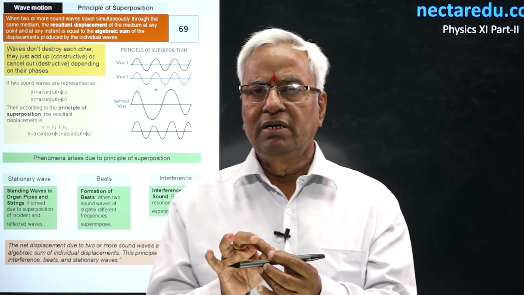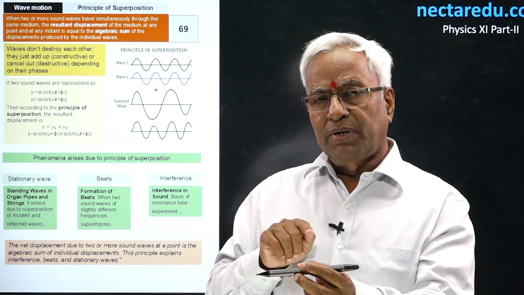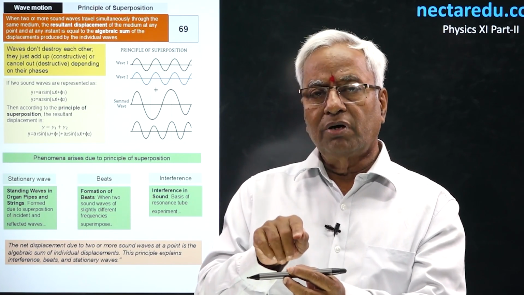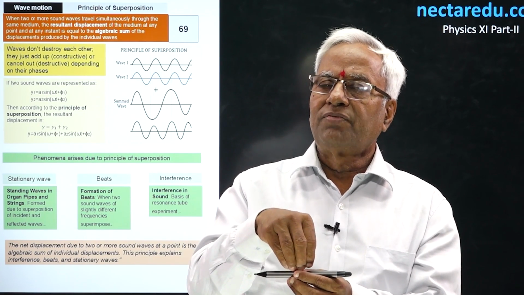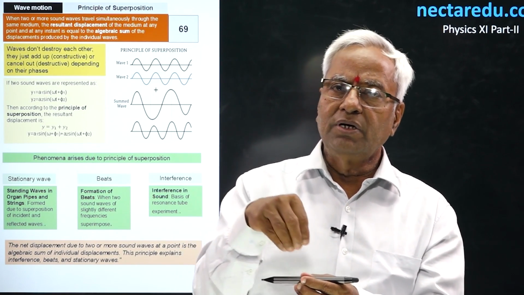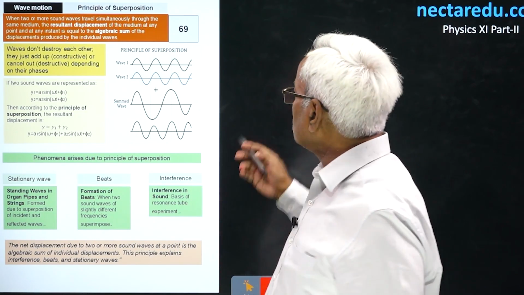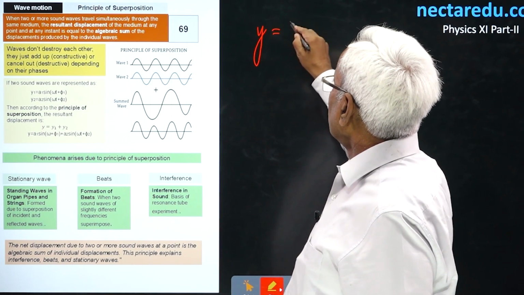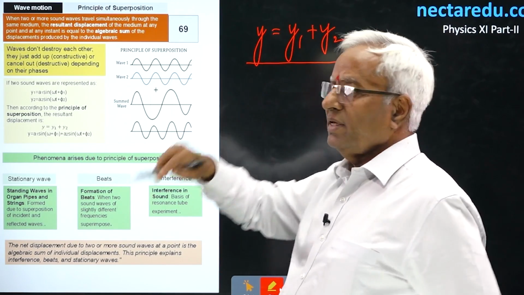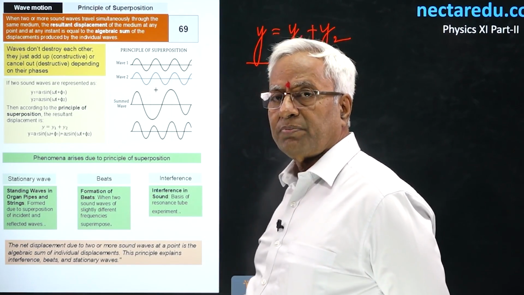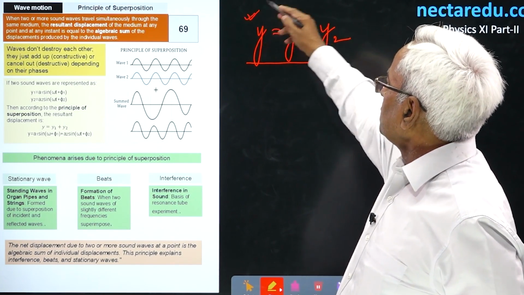Suppose one particle came across a wave going due east, and the same particle came across another wave going due north. The resultant displacement of that particle is going to be the sum of individual displacements produced by both the component waves. This is what we call the principle of superposition. A simpler way of expressing this principle is y equals y1 plus y2. What we want to convey here is that y1, y2 are the displacements that are possible by both the waves. For the resultant, we are going to sum up.